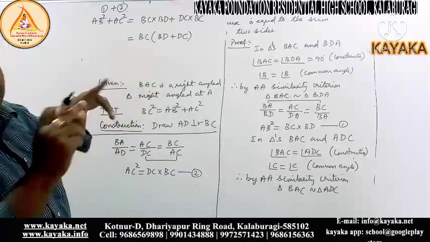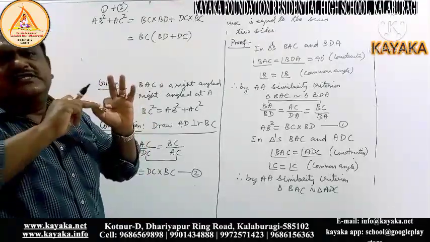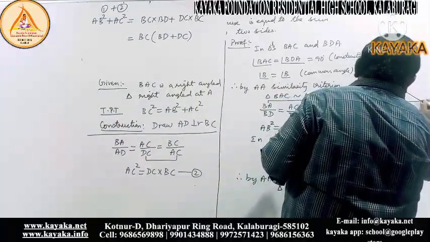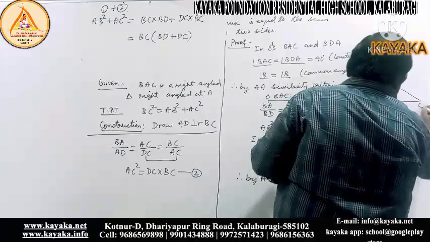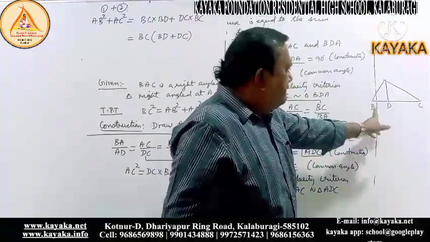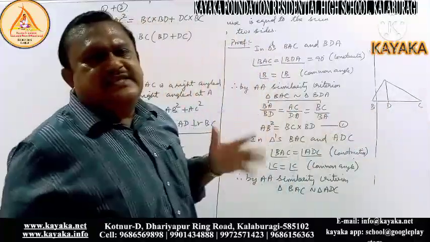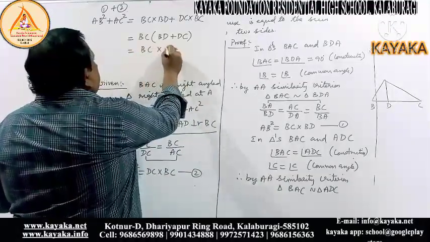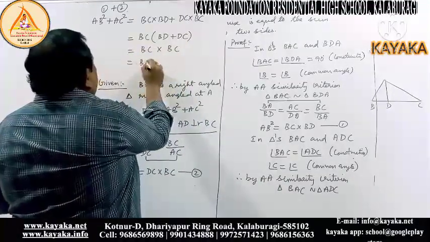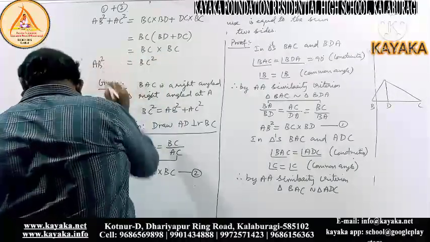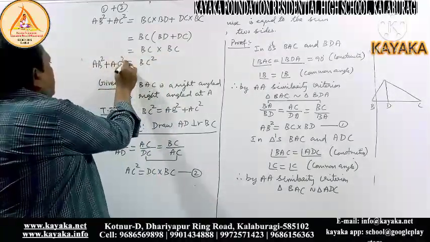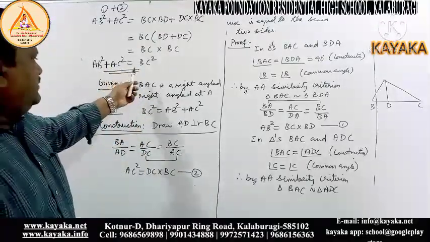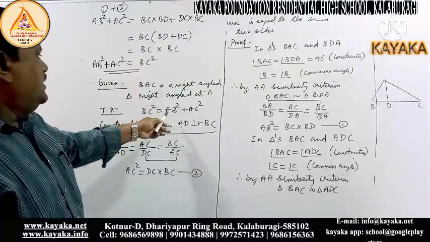You know that from the figure, you can check the line, the diagram you have drawn like this, BDC. BD plus DC will give the full length BC. Therefore, you will get BC into BC, you will get BC square. Therefore, AB square plus AC square will be equal to BC square. That's what we have to prove here.